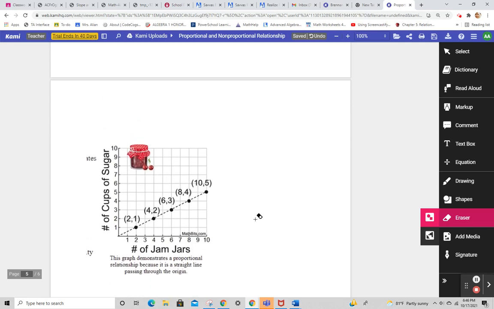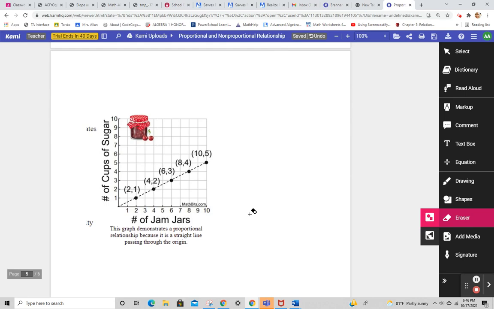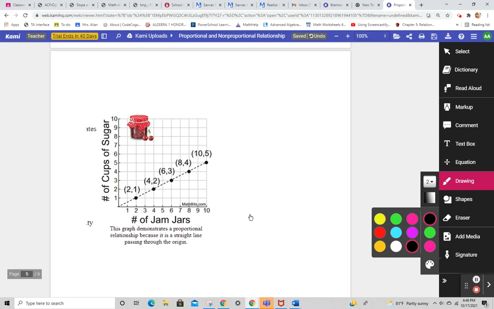All right, what I would like for us to do here is just to interpret what this graph says. Let's read the vertical axis and see what it represents. The number of cups of sugar. The x-axis is the number of jam jars. So if you want to make 2 jam jars, you're going to need 1 cup of sugar. If you make 4 jam jars, you're going to need 2 cups of sugar. If you make 6 jam jars, you're going to need 3 cups of sugar. So that's how you would read it.